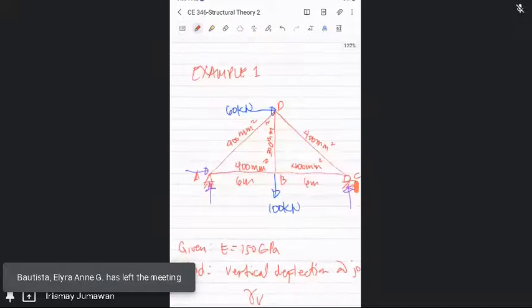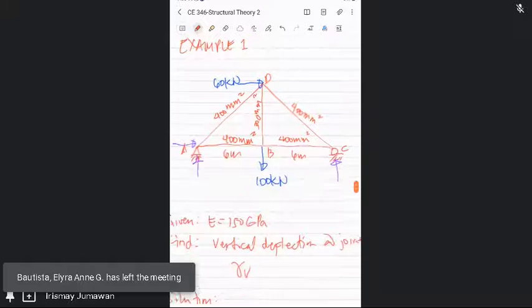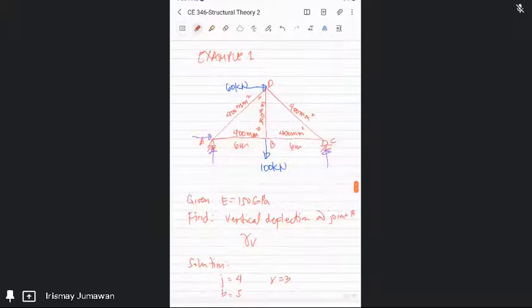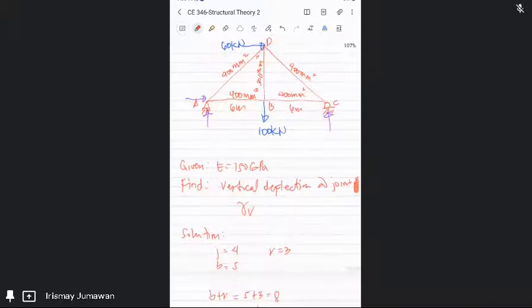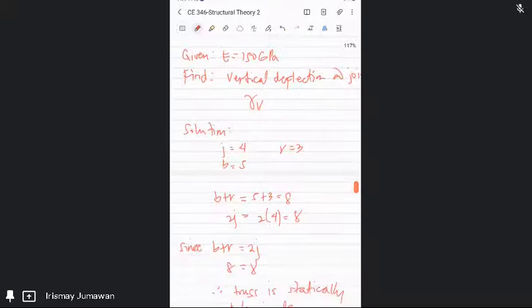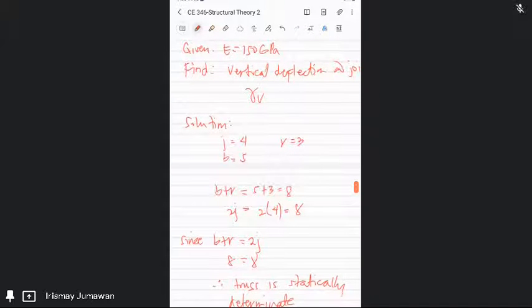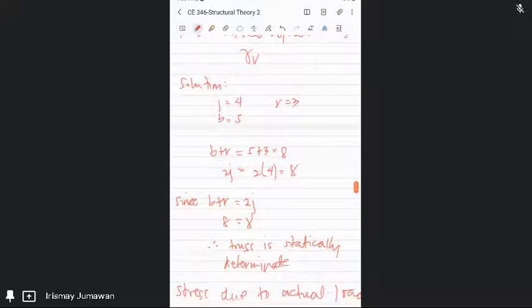Again, we have this problem. The material is 150 GPa. Find the vertical deflection at joint B. First, we compute the degree of indeterminacy of the truss, and we found out that the truss is statically determinate.